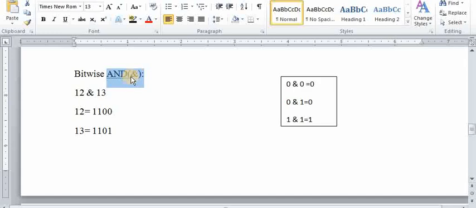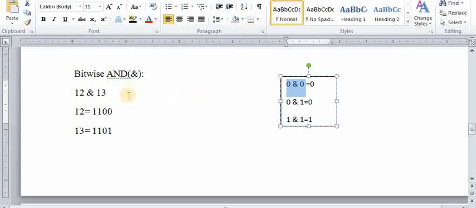To understand the bitwise AND operator, first of all you have to remember this table. In the previous video I told you about the AND operator. If all conditions are true, it returns true. If any one condition is false, it returns false. Here 0 is represented as a false condition and 1 is represented as a true condition. Now false and false will become false. False and true will be false, and true and true will be true.